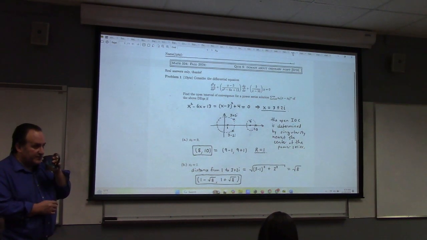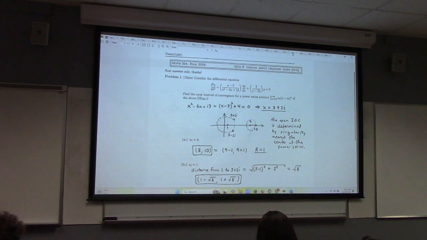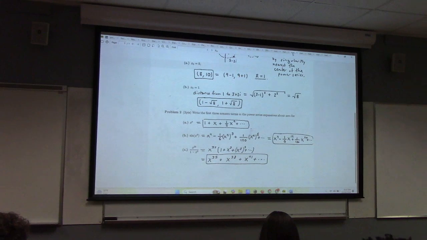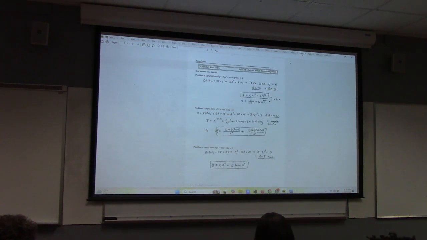I do try to ask at least one question on the test about the open interval of convergence for solutions. So I usually test on this. It's not a big part of the test, but it's there. So this was just to try to get you guys going on the power series. This is less likely to be on the test because problem 2 just appears as part of another problem. No need to test it separately.